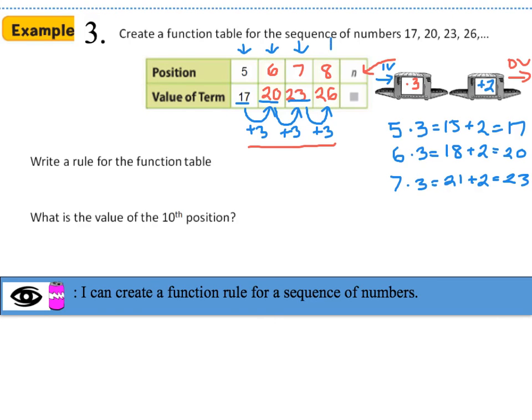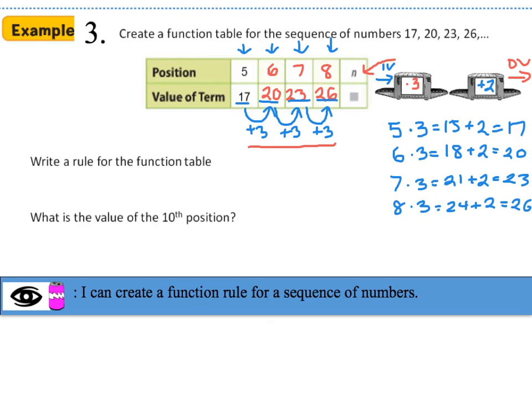Let's go ahead and take our next position number, which is 8, place it into the machine. So 8 times 3 is 24. So it's going to continue on in the function machine. So let's add 2, and we have 26. That's the next value of term.